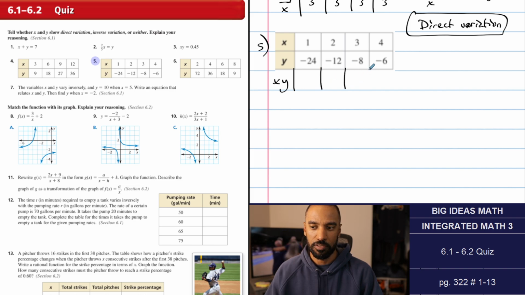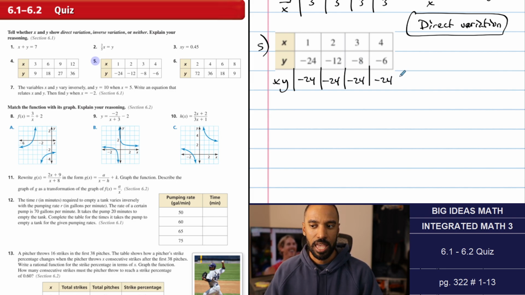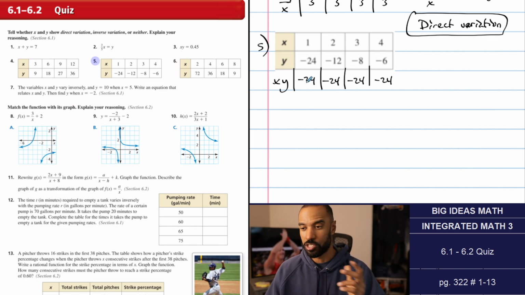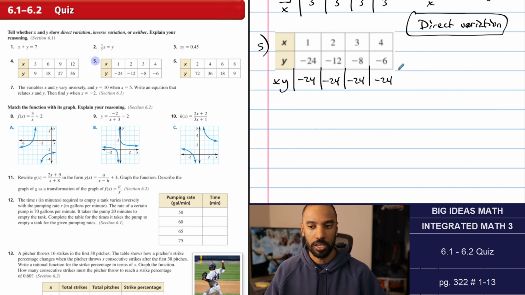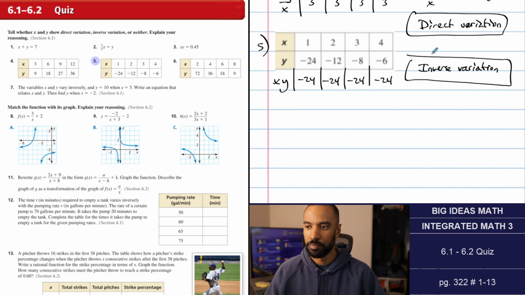There's no way it can be direct variation. There's a way it could be inverse variation. 1 times negative 24, 2 times negative 12, 3 times negative 8, and 4 times negative 6. If any one of these breaks, then it isn't constant. But as long as all of them are the same, we're good. Because the product is constant, this is an example of inverse variation. I'm not going to get into the whole equation on this one. We'll do that when a question asks us, and I'm sure one will.